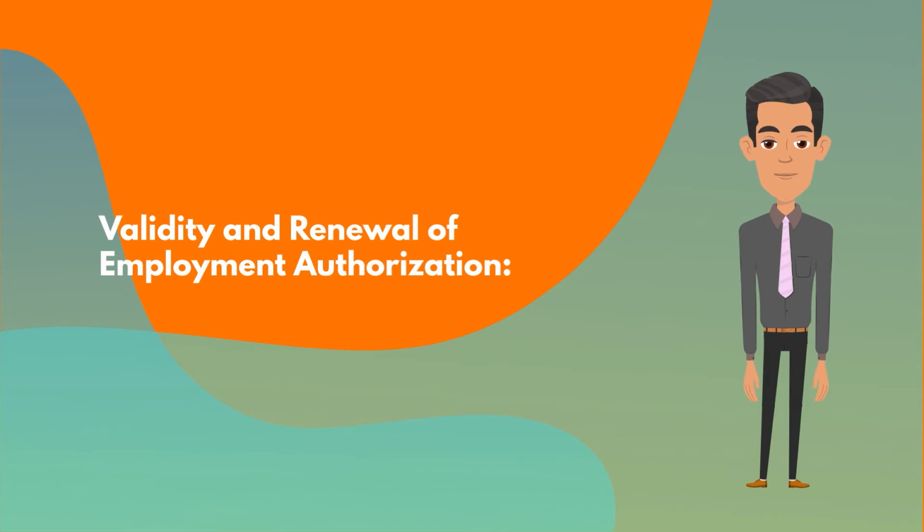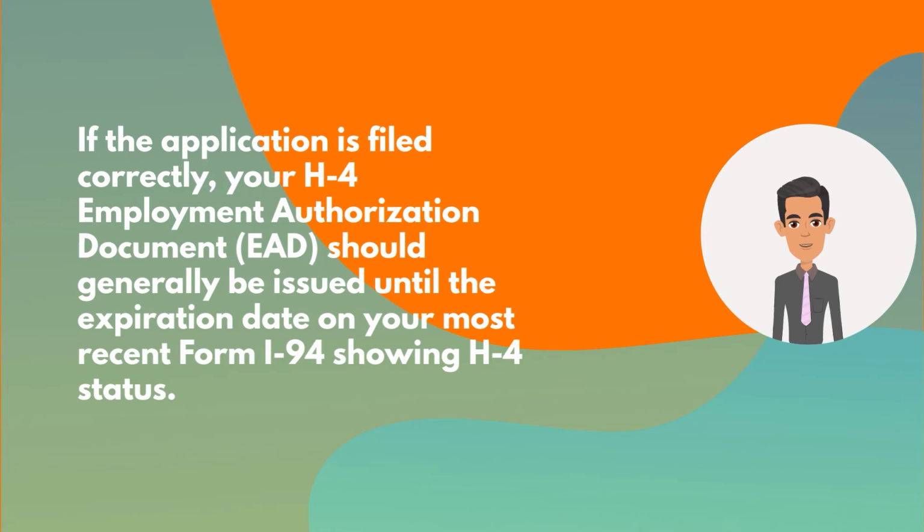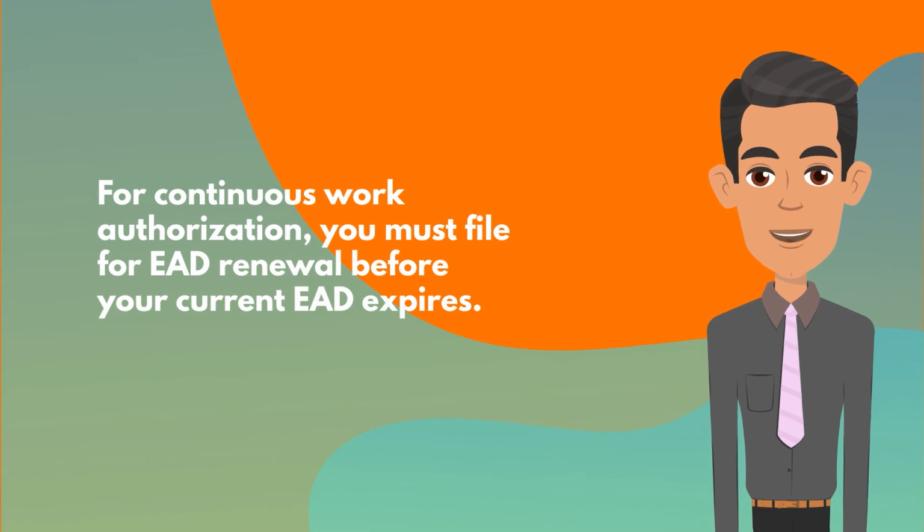Validity and renewal of employment authorization. If the application is filed correctly, your H-4 employment authorization document, EAD, should generally be issued until the expiration date on your most recent Form I-94 showing H-4 status. For continuous work authorization, you must file for EAD renewal before your current EAD expires.